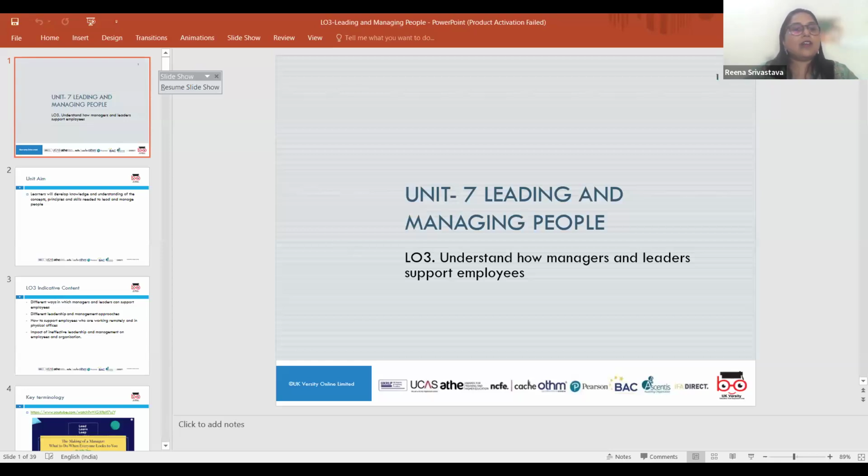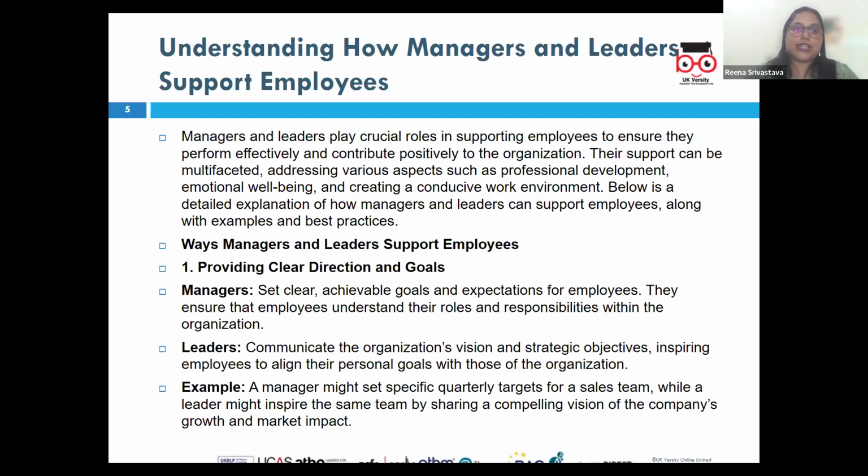Okay. So now let's try to delve deeper into this discussion with certain examples. Now, let's look at the ways in which the leaders and the managers are supporting their employees. Number one is by providing them with clear goals and directions. Leaders are the ones who have the strategic vision and the long-term goals for the organization, and it's their job to provide the organization with a clear sense of direction.